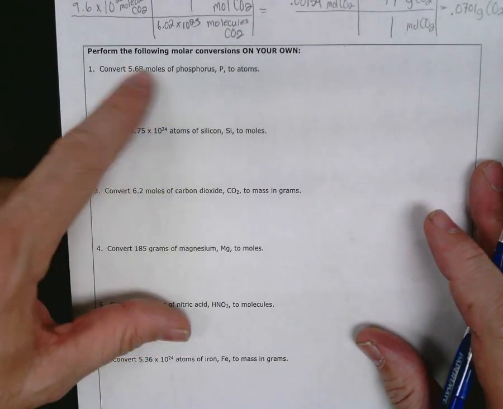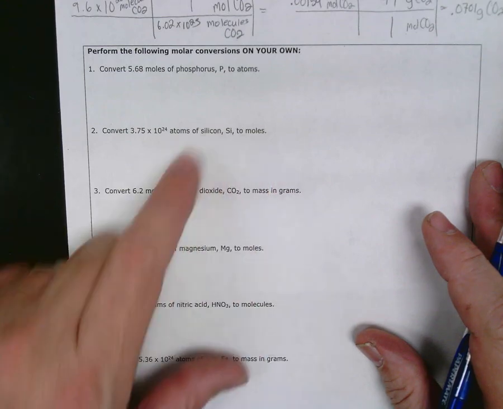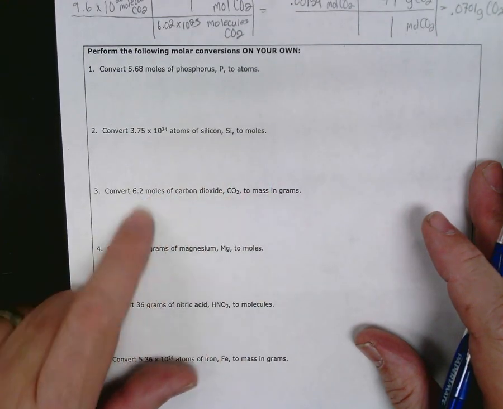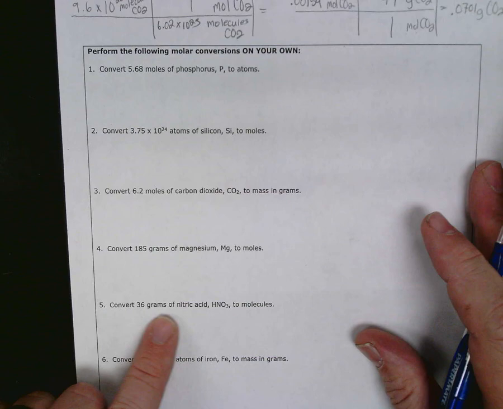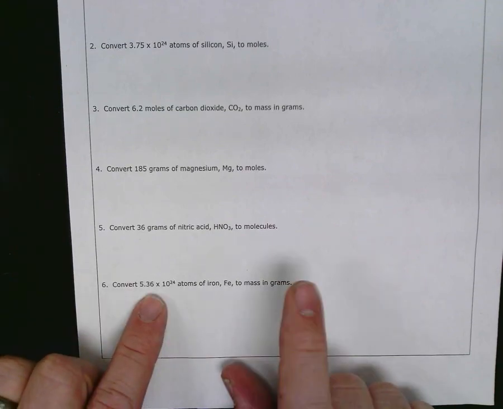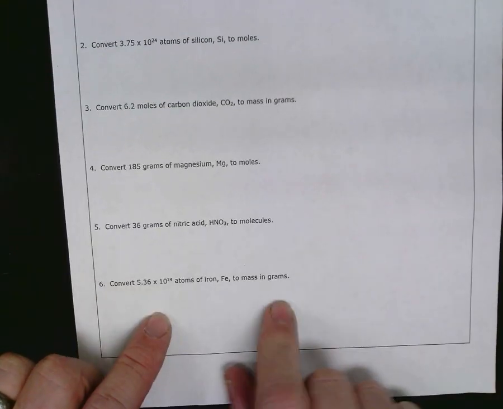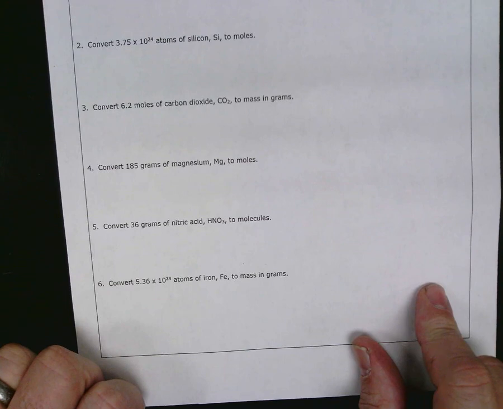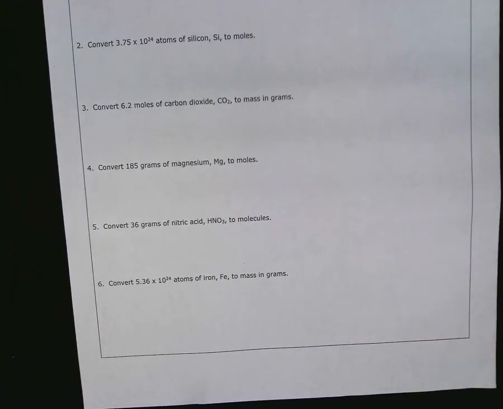Convert moles. Atoms, moles. Grams, moles. Grams, moles. Grams, molecules. Right here, 2-stepper. Atoms, grams. Doesn't say moles, 2 steps. Got to go to moles first and then to grams. Okay? All right, let's continue with page 3.